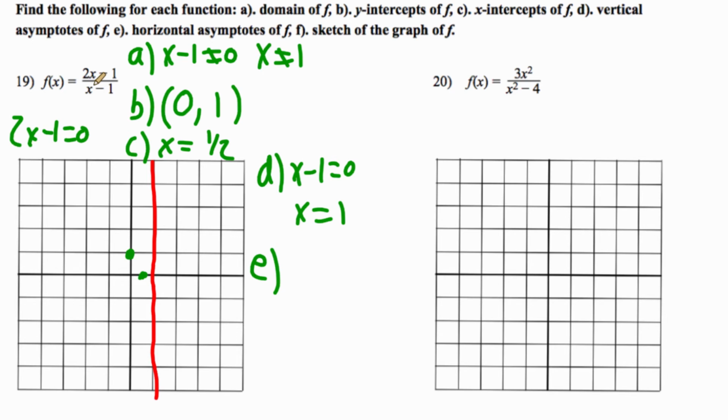If the powers are the same, we need to look at making a fraction out of the leading coefficients. So on top, we've got 2. On bottom, we've got 1. So we would say the line y equals 2 is a horizontal asymptote.